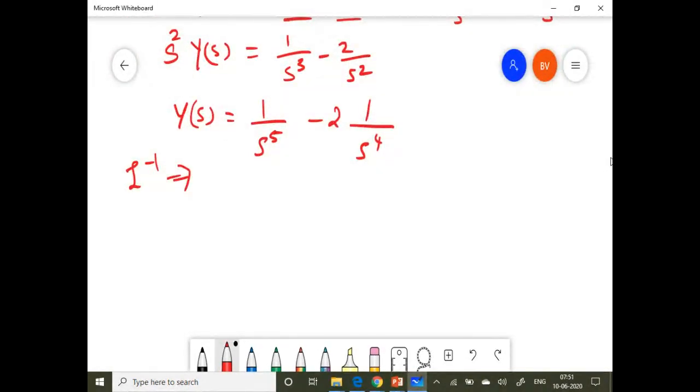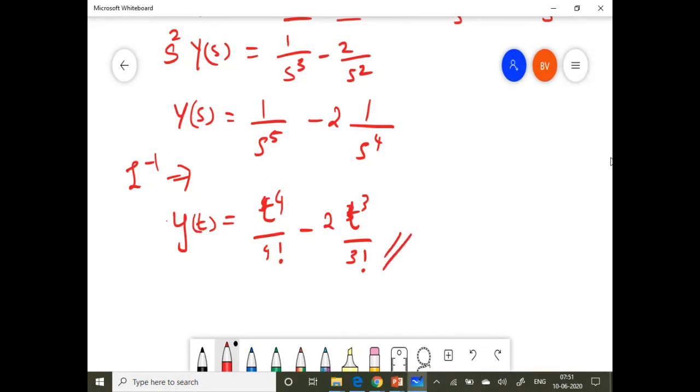y of t is equal to t raised to 4 over 4 factorial minus 2 times t raised to 3 over 3 factorial. Is there a 2? Yes, there is a 2. That's the end of this problem.